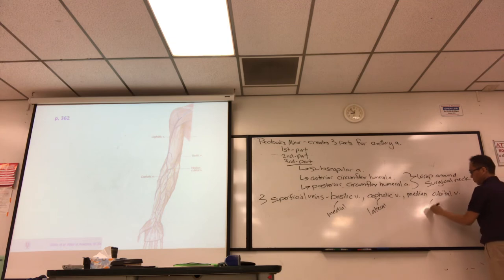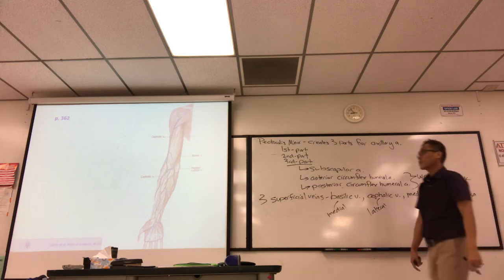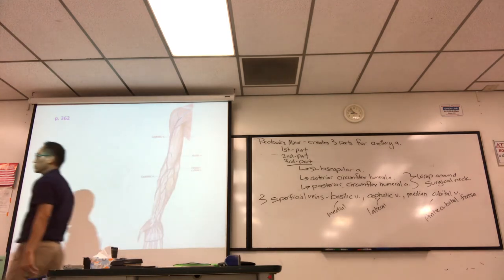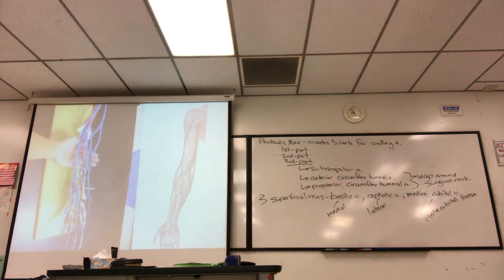So it's located in a place called the antecubital fossa. It's basically the front of the elbow. Kind of like the back of the knee is the popliteal fossa, the front of the elbow is the cubital fossa. Okay, so those are some superficial veins.